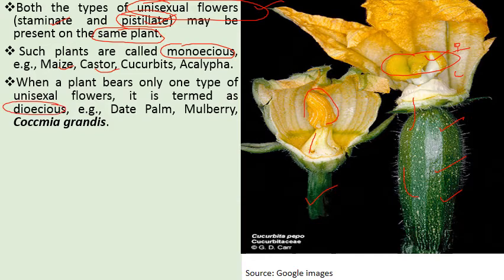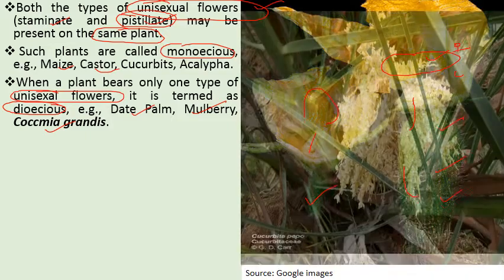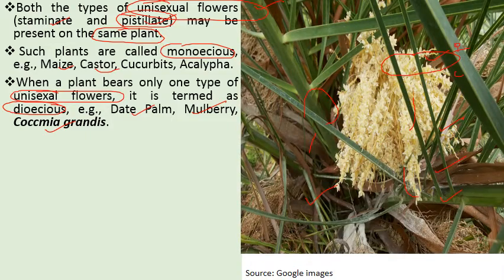When a plant bears only one type of unisexual flower, it is termed as dioecious. So if a plant contains only one type of flower, that plant is known as dioecious plant, or unisexual, it bears unisexual flowers. For example, we have date palm, mulberry, Coccinia grandis.